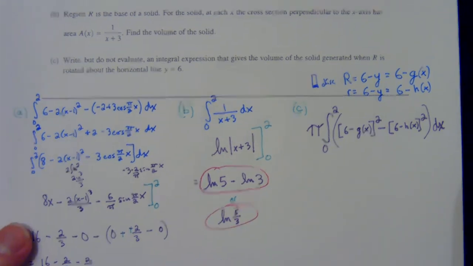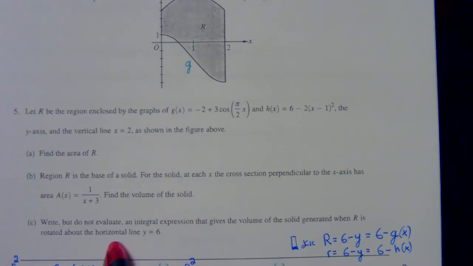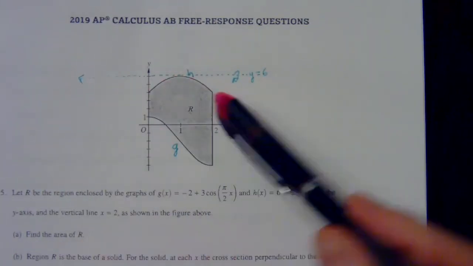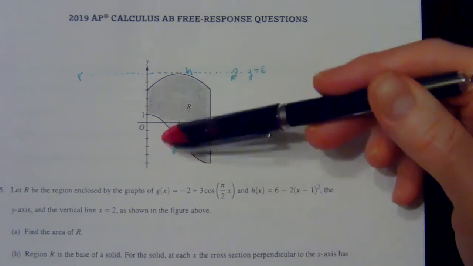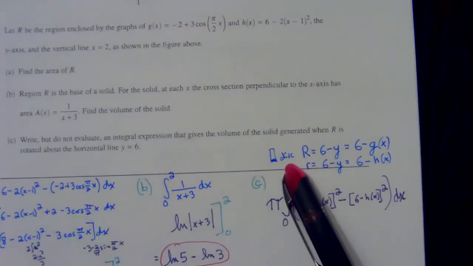All right, and then the letter C is just your disk method. Horizontal line y equals 6. So horizontal, going about that axis, right? One of our 4 big scenarios. So we're going to draw a rectangle perpendicular in there. Going to be the disk method.